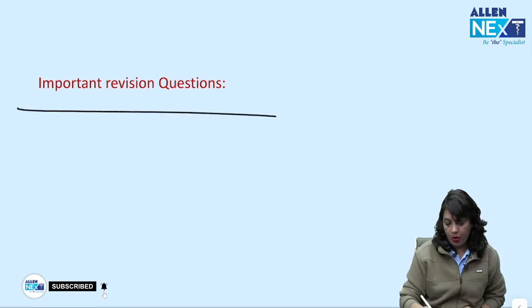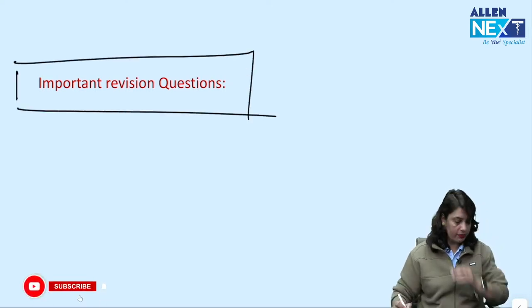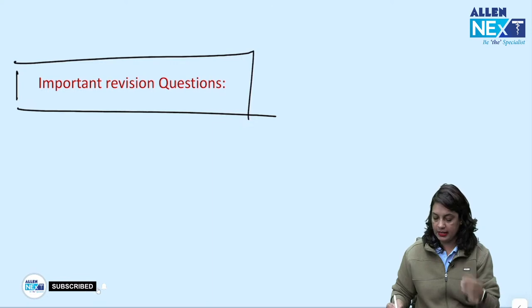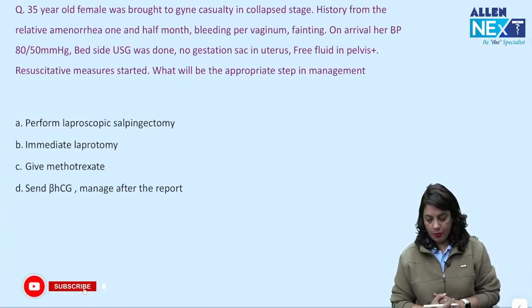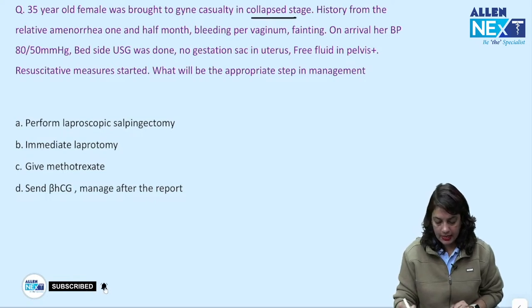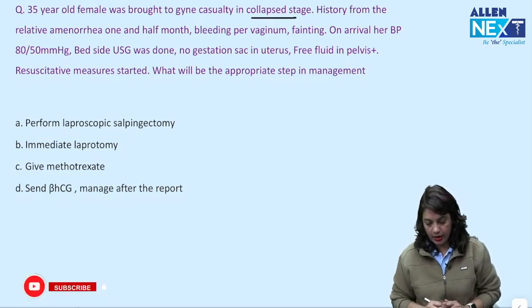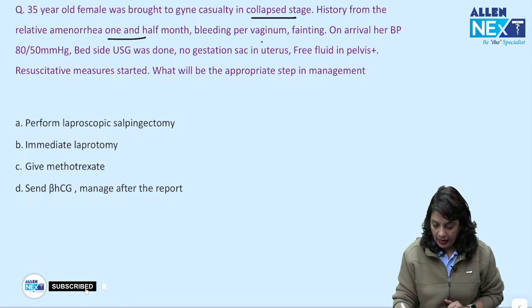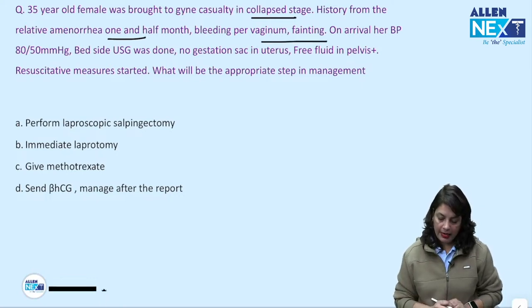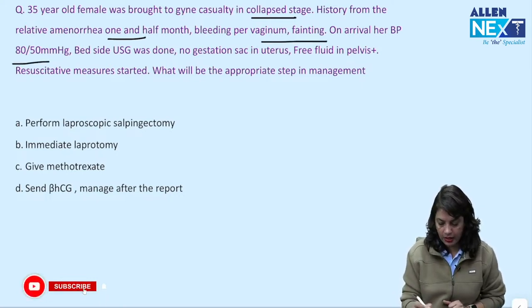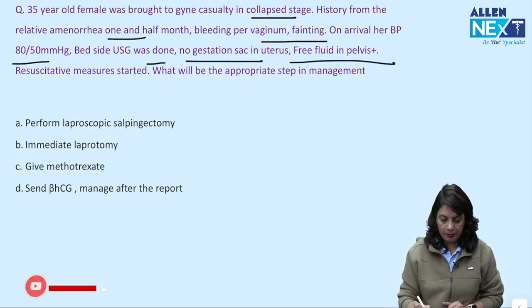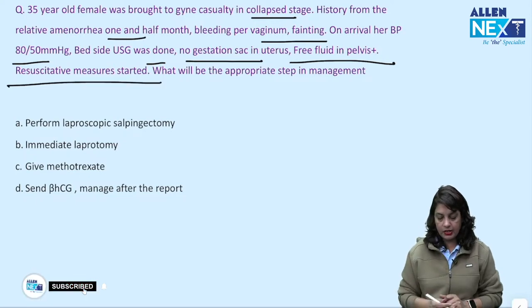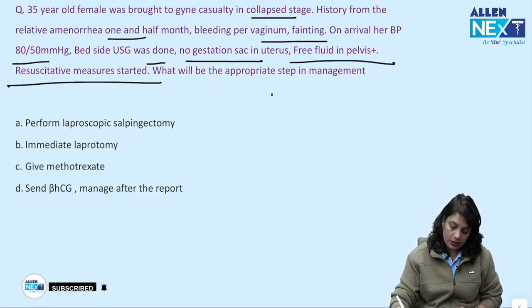Now some of the important questions towards the end of this session. I am just winding up this session. Okay. Now, a 35-year-old female brought to the casualty in collapsed state. There is history of amenorrhea 1.5 months, bleeding and fainting. So, amenorrhea, bleeding, fainting, BP 80/40, ultrasound done, no gestation sac in the uterus, free fluid in pouch of Douglas, resuscitation started. What is your diagnosis?